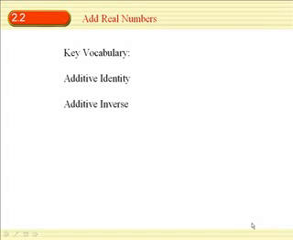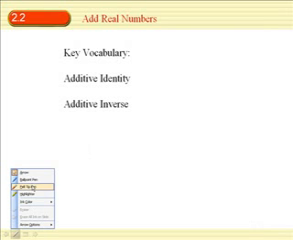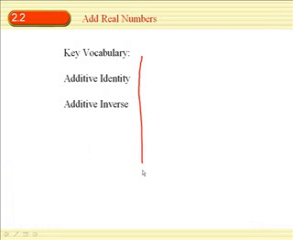Alright, this is Algebra 1, 2.2 in the book, and let me find my pen. Our vocabulary for adding real numbers is the name of the lesson. It's on page 74 in the book. So like I've told you, make sure that you stay with me on the page numbers here, page 74. Additive identity and additive inverse, and those are found.